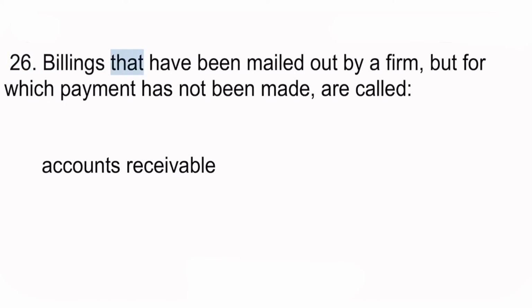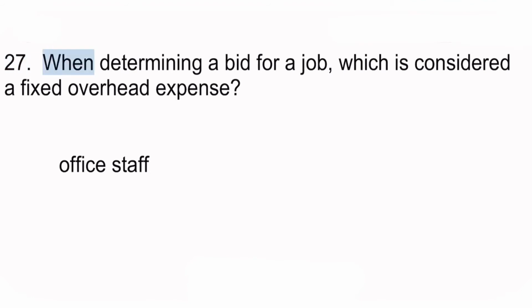26. Billings that have been mailed out by a firm, but for which payment has not been made are called accounts receivable. 27. When determining a bid for a job, which is considered a fixed overhead expense? Office staff.